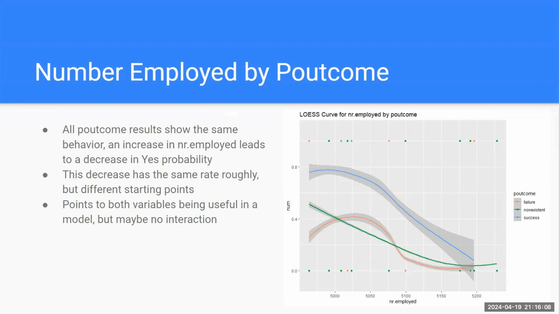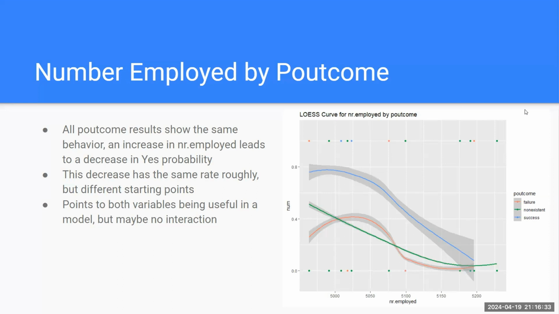And here we are looking at the number of employed by outcomes. All previous outcome results show the same behavior: an increase in the number of employed leads to a decrease in yes probabilities. This decrease has roughly the same rate, but different starting points. So this points to both variables being useful in the model, but maybe no interaction.